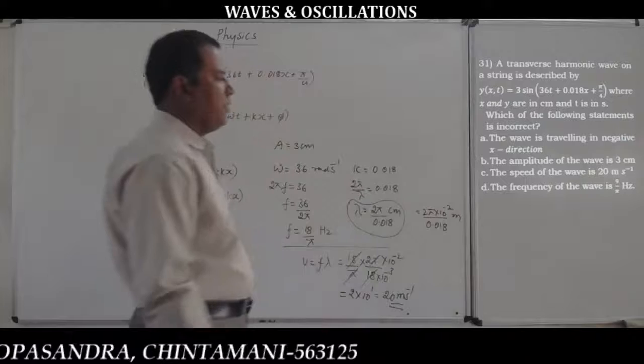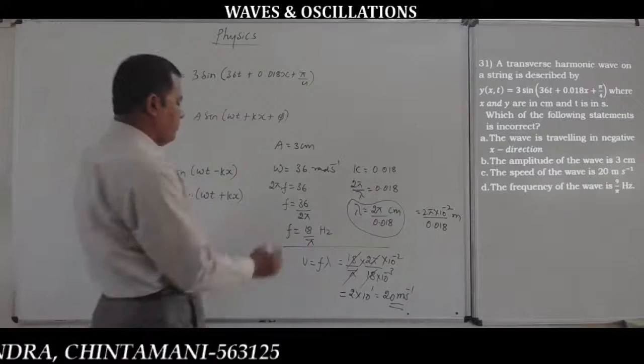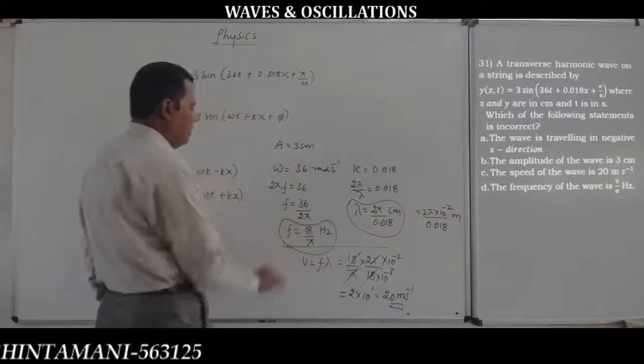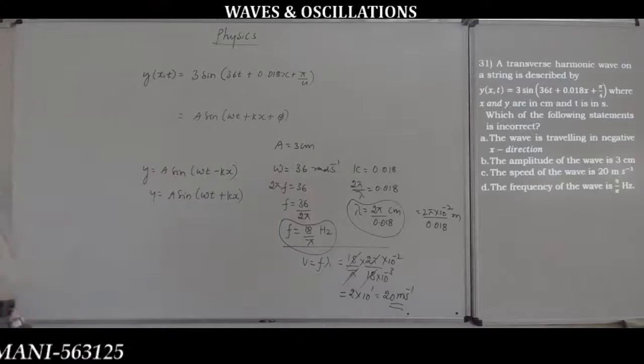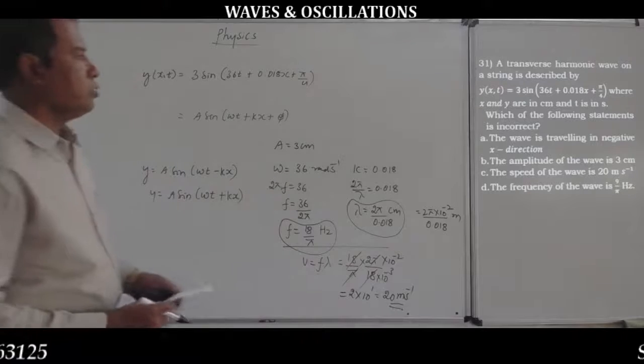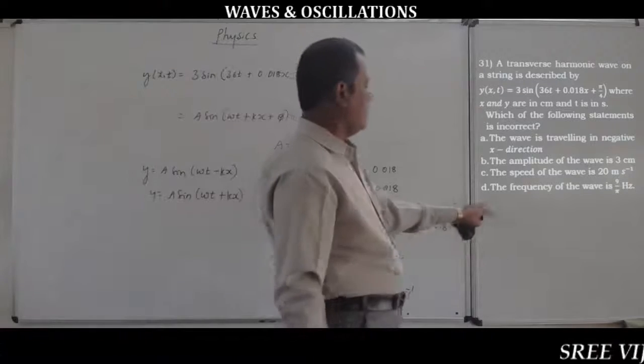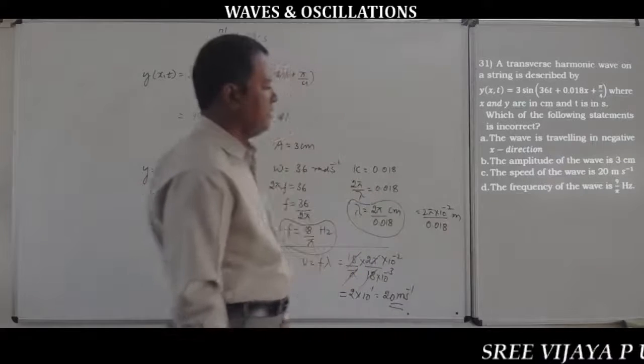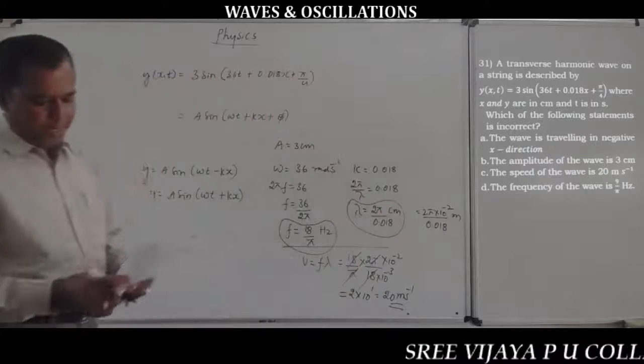The frequency of the wave is 9 by pi hertz, but the frequency of the wave is found out to be 18 by pi hertz. So therefore the correct option for this question is D. That is the incorrect statement: the frequency of the wave is 9 by pi hertz.